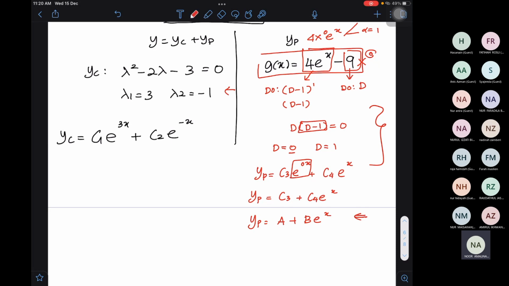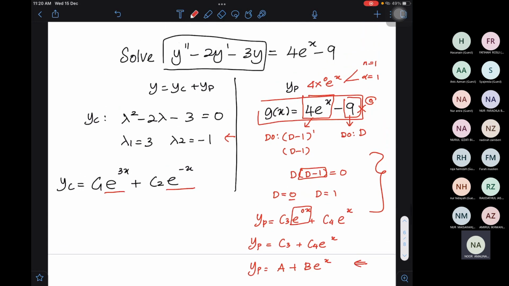Okay, pertama kita check. Yang ini adalah constant. Ada tak constant semata-mata kat yc? Tak ada. So lulus. Yang ini ada exponent x. Ada tak function yang exponent x? Yang ini exponent 3x. Yang ini exponent negative x. So tak ada yang sama. So lulus. Maksudnya kita boleh teruskan dengan kita punya yp. So this is your yp. Your next is just to find what is the value of A dan B.